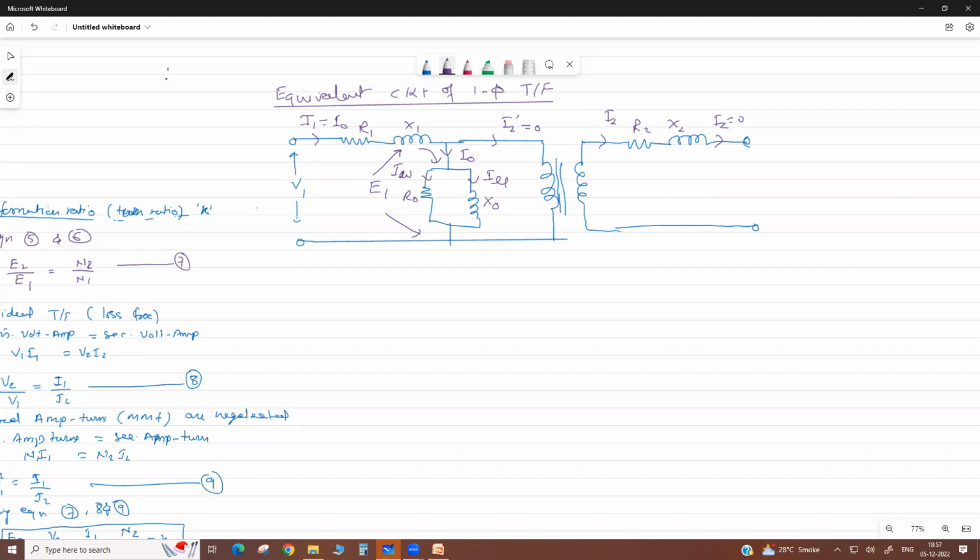So actually at no load, what is the drop in the primary? It is I naught Z1, where Z1 is the square root of R1 squared plus X1 squared. Correct? So this drop is very small. Then at no load we can assume V1 is about equal to E1, if we neglect this primary drop. But on load it is considerable, so we consider this drop. Then E1 is less than V1. V1 is greater.